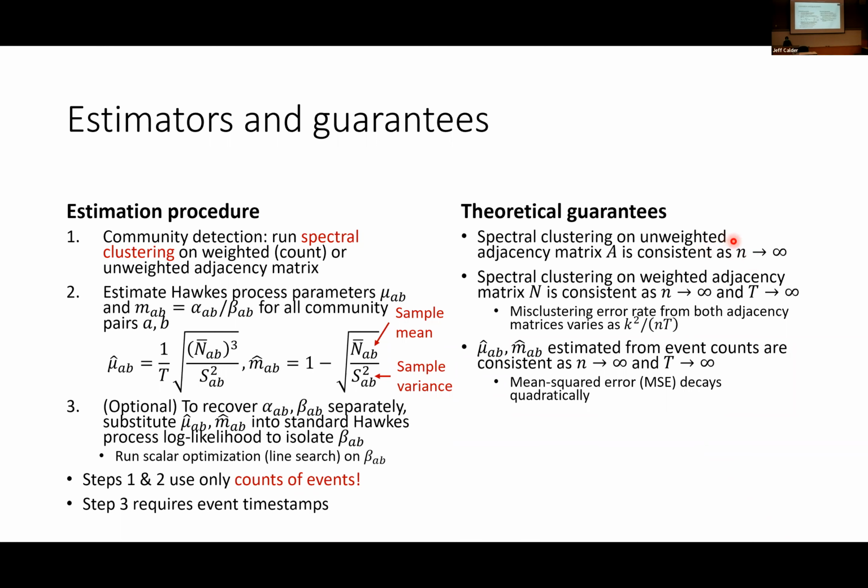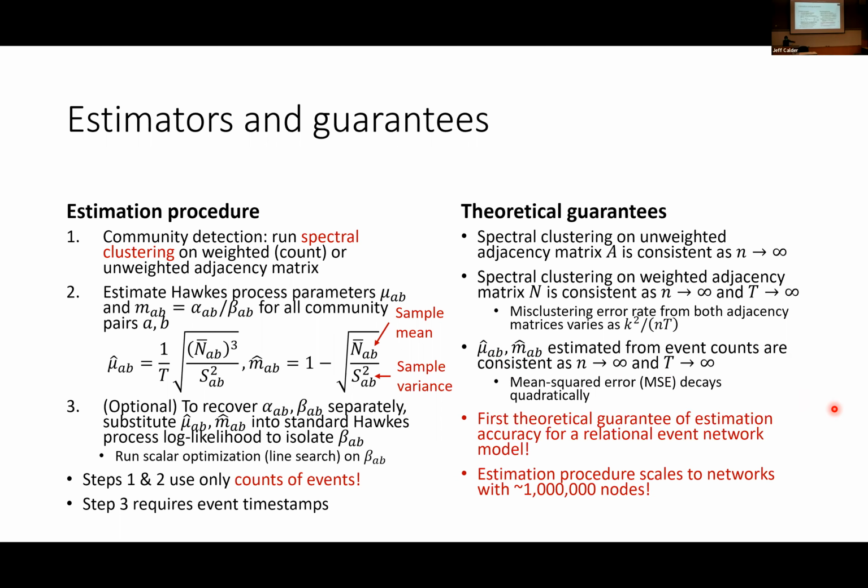So that was for the unweighted case, and then in the weighted case, we just have to get another tail bound here for the counts. So that's the guarantees on the spectral clustering, that first step. Then we can also show that our estimates for mu and m are consistent also as n goes to infinity and t goes to infinity, and that mean squared error decays quadratically. And so at the time, this was the first theoretical guarantee of estimation accuracy for a relational event network model. And this scales to networks with about 1 million nodes.